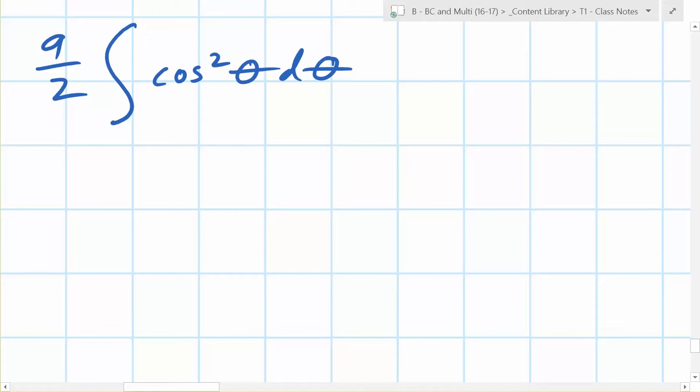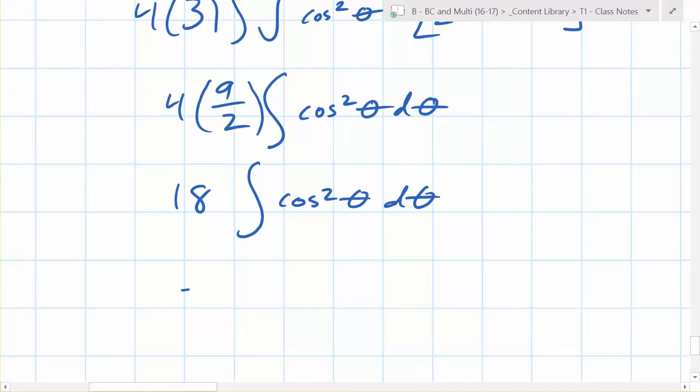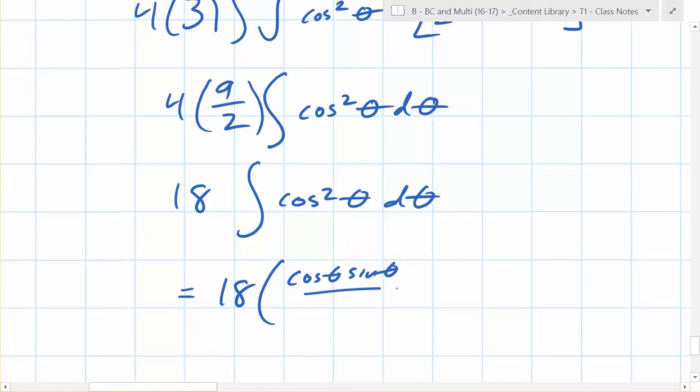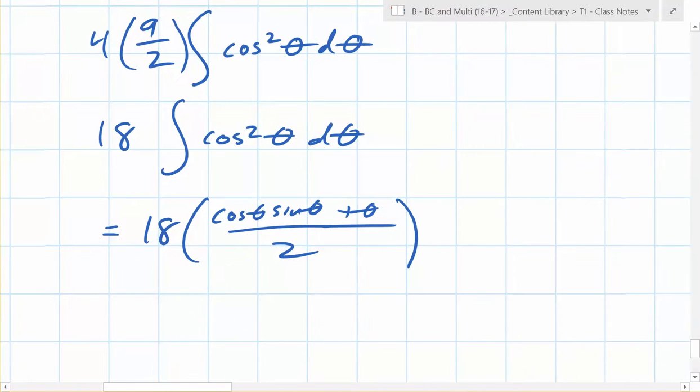Go. Get rid of that integral. I don't want that integral. You end up with 18 times cosine theta, sine theta over 2, or plus theta, sorry. Like this. You end up with that. Thank you. So you end up with this.